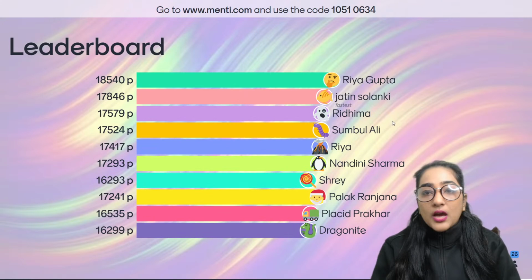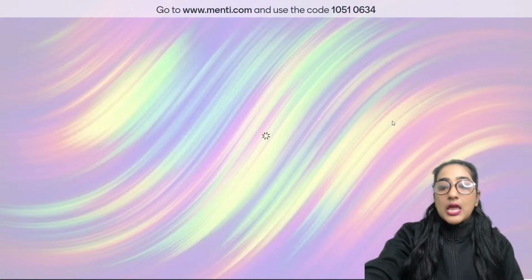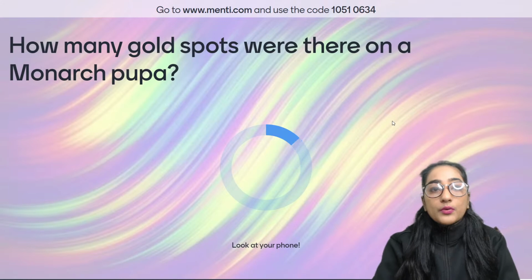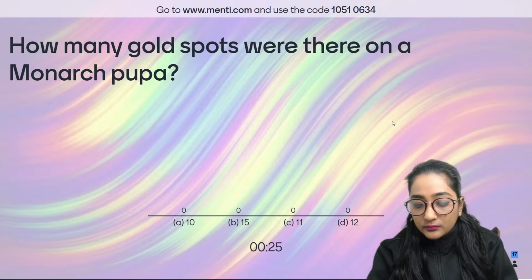So Riya, Jatin, you are the fastest one. Rhythma, Sumbul, Riya, Nandini, Palak, Placid, Prakar, Dragonite and Shrey. Now we are moving to the next question. Question number 20 on your screen. After this, we are left with just 3 more questions. Okay. So how many gold spots were there on a Murad pupa? Is it 10, 15, 11 or 12? What exactly is the right answer?